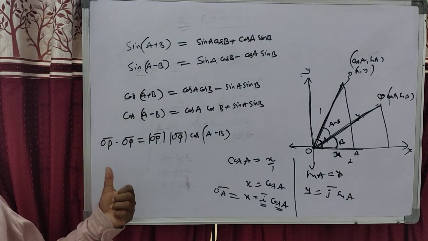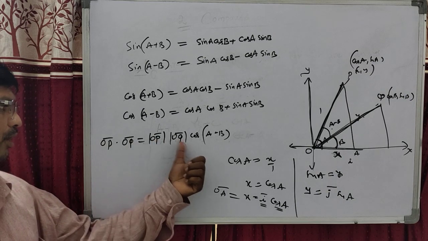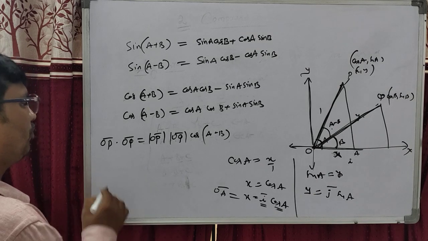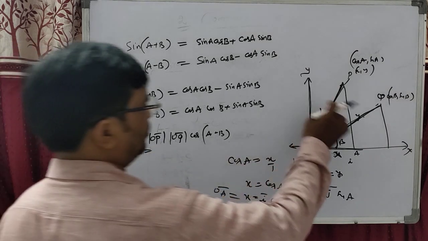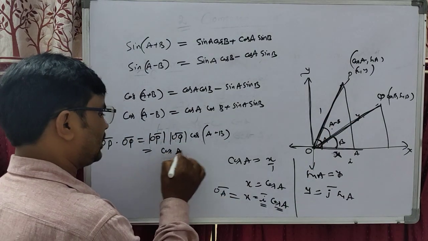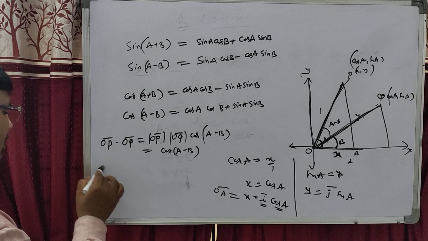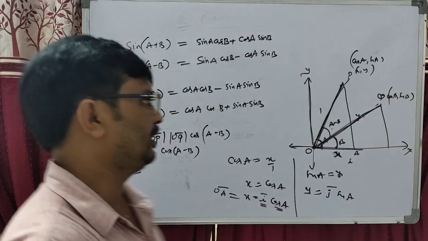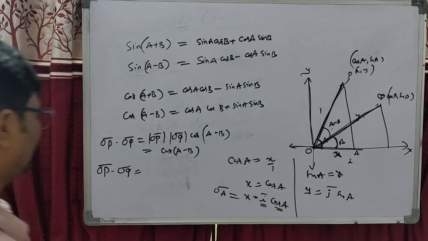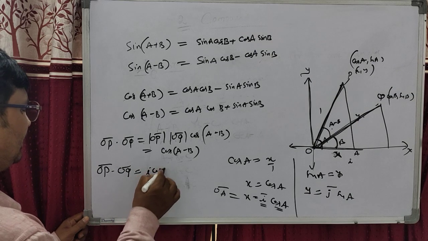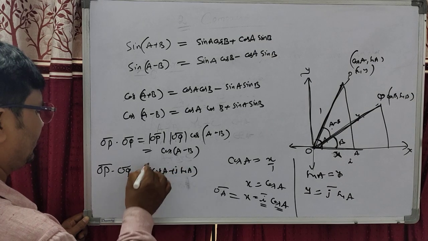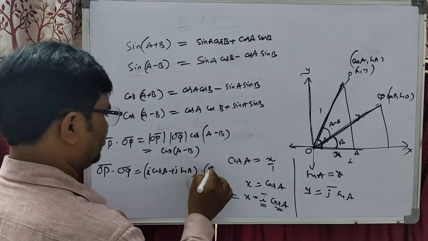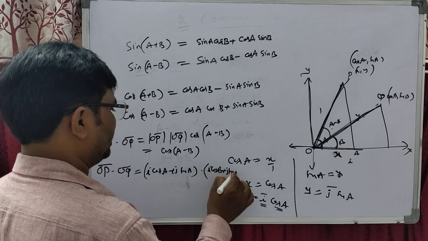What is the formula of the dot product? OP bar dot OQ bar is mod OP, mod OQ and cos of A minus B. We take mod OP and mod OQ as one unit only, so we get cos of A minus B. OP is i cos A plus j sin A, and OQ is i cos B plus j sin B.